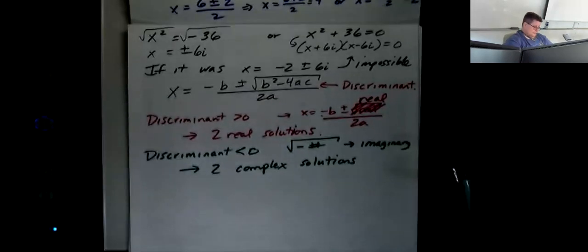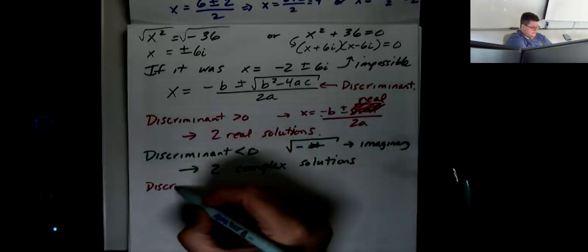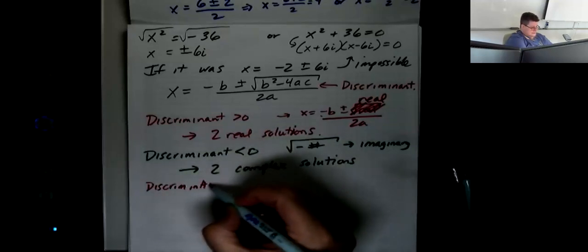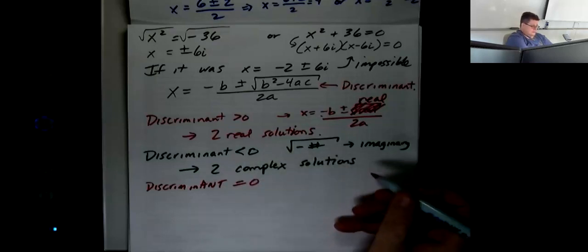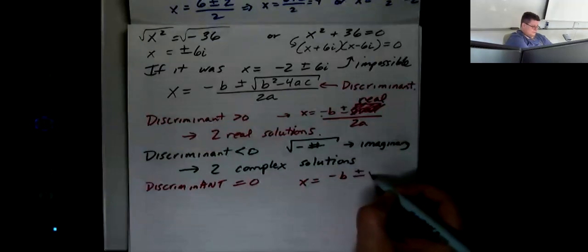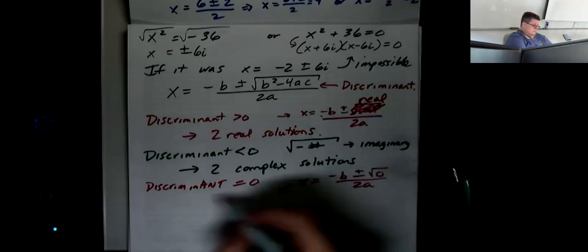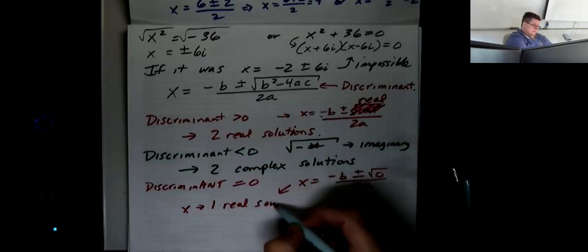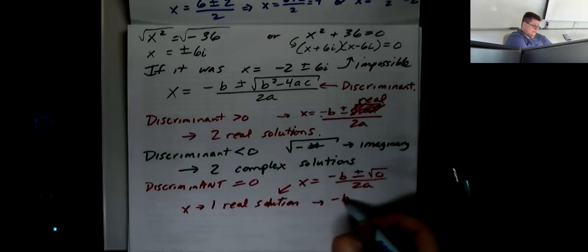And if that equals 0. Flat out equals 0. Then x equals negative b plus or minus the square root of 0 over 2a. X is just one real solution. Negative b over 2a.